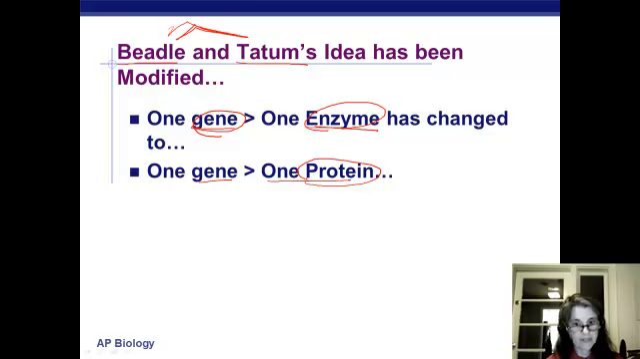So remember, protein is a pretty large category. Protein is a really big category. And enzymes are just one type of proteins. There are lots and lots of others.